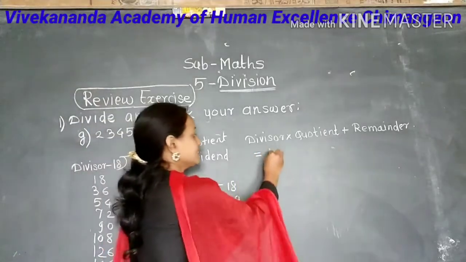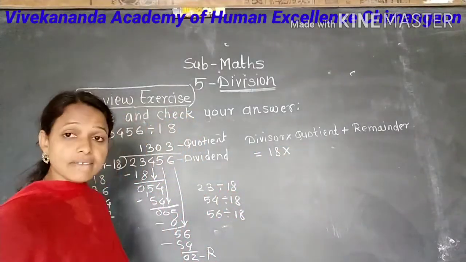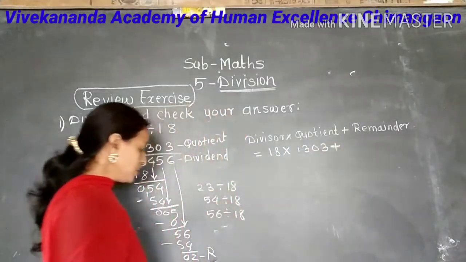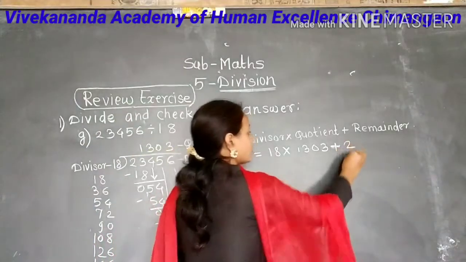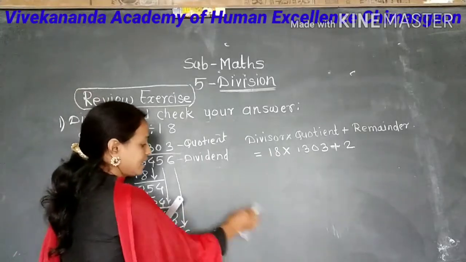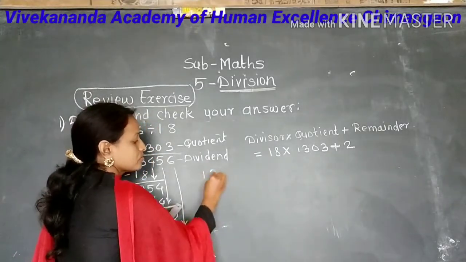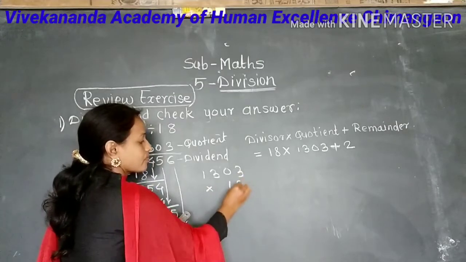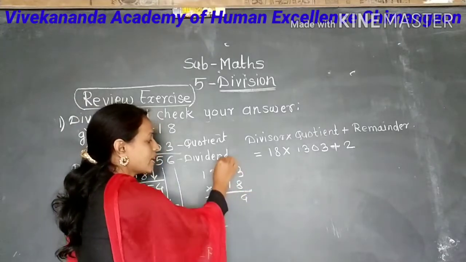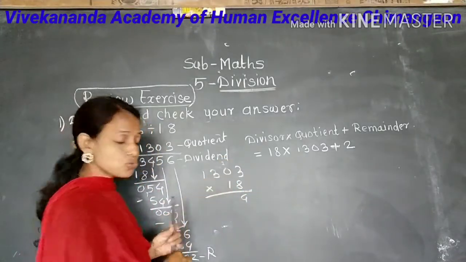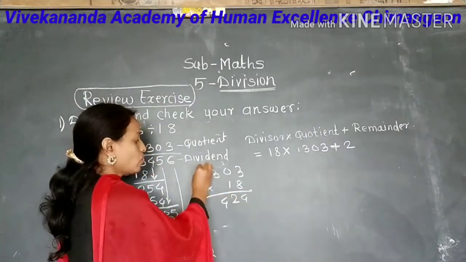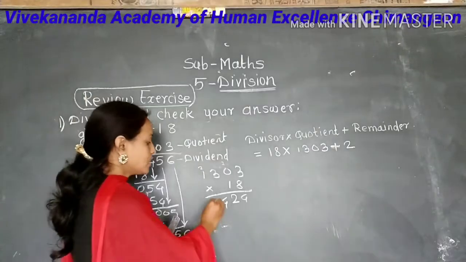Divisor 18. Quotient 1303. And remainder 2. Now we will multiply 1303 by 18. First we multiply by 8. 8 3s are 24. 4 and carry over 2. 8 zeros are 0 plus 2, 2. 8 3s are 24. 4 carry over 2. 8 1s are 8 plus 2, 10.